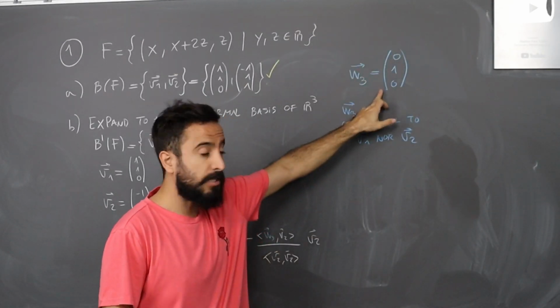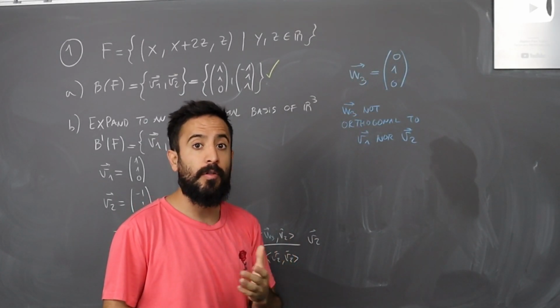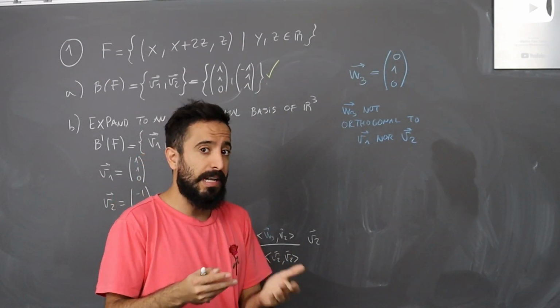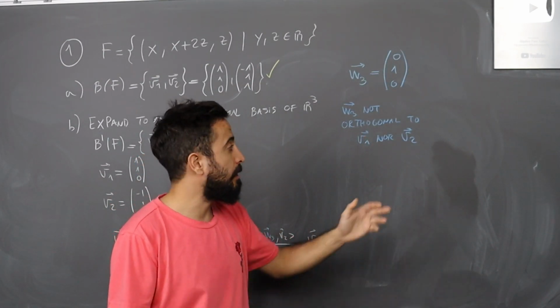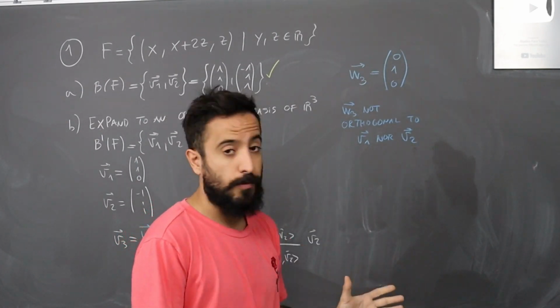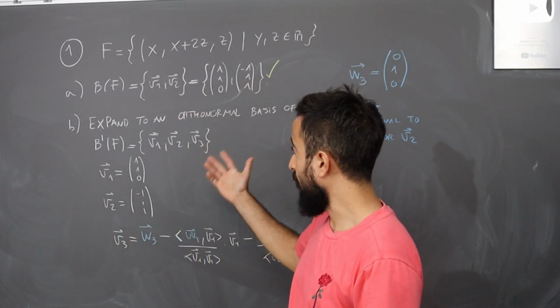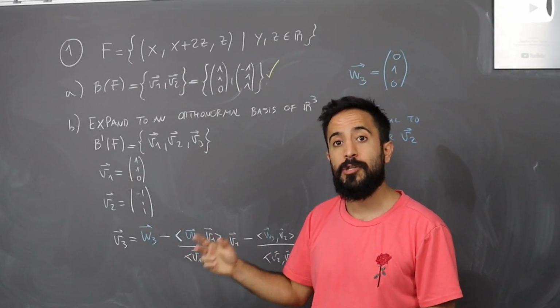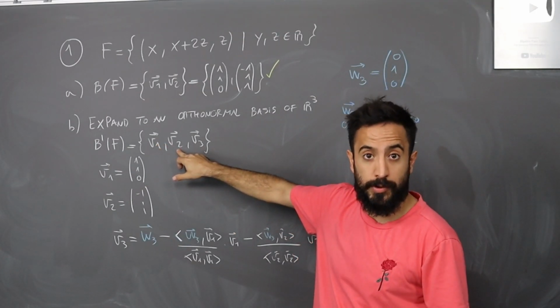So we have this vector and we realize that it's not orthogonal to vector b1. And if you do the math, you will realize that it's not orthogonal to b2 either. So what do we do? Again, the Gram-Schmidt method. We want to find a vector b3 that is orthogonal to both b1 and b2.